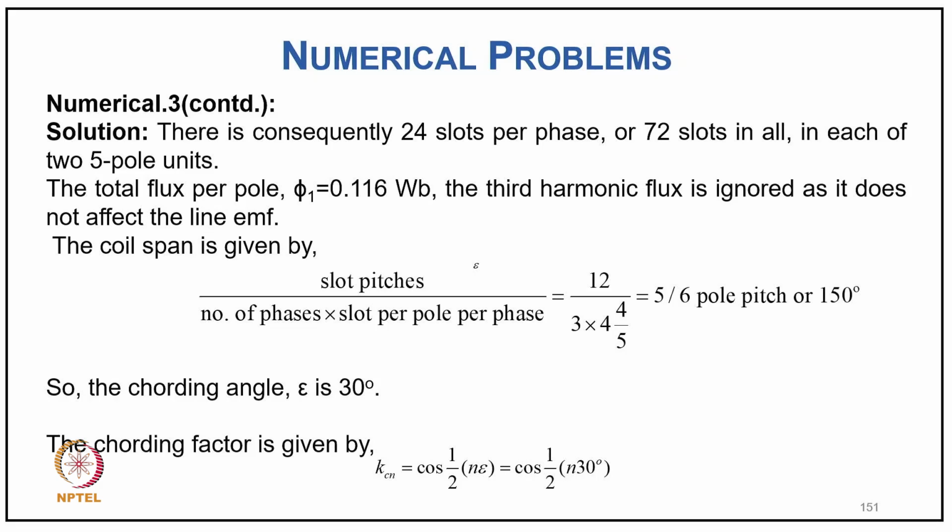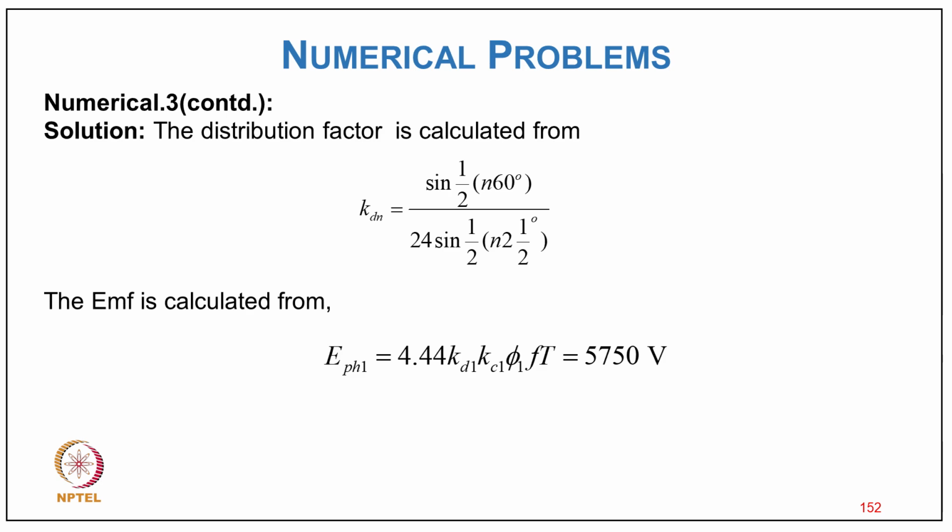The third harmonic flux is ignored, as it does not affect the line voltage. So the coil span is given by slot pitches divided by number of phases, number of slots per pole, and putting the values it comes to pi by 6 pole pitch or 150 degrees. Chording is done by eta equal to 30 degrees. The chording factor is given as Kcn equal to cos half n eta, and that comes to cos half n 30 degrees, and the distribution factor is Kdn equal to sin half of n 60 divided by 24 sin half eta, which is 1 by 2 degrees.